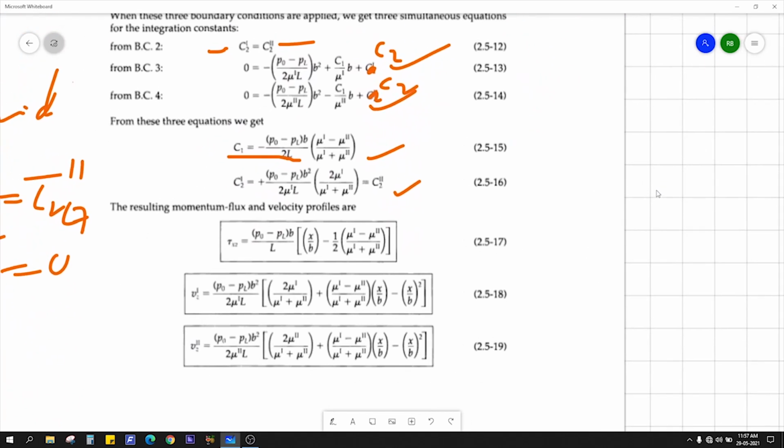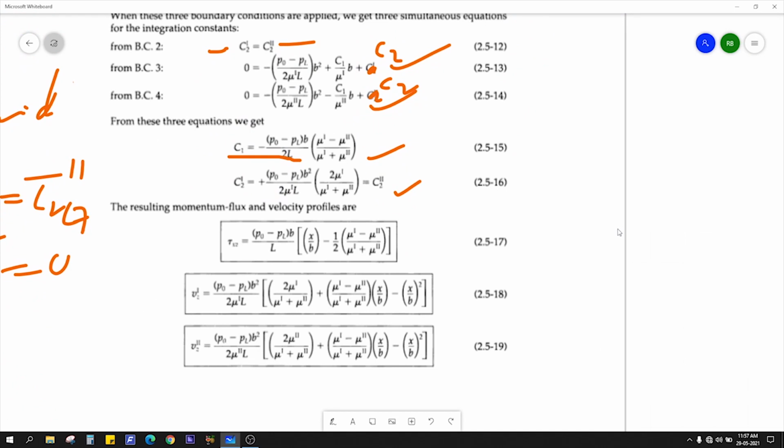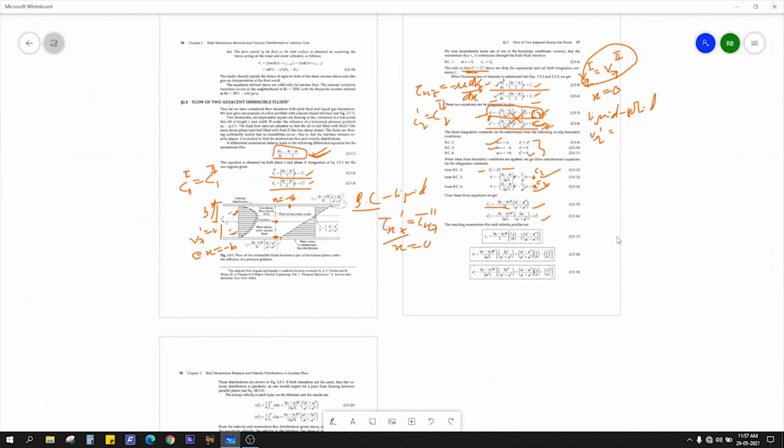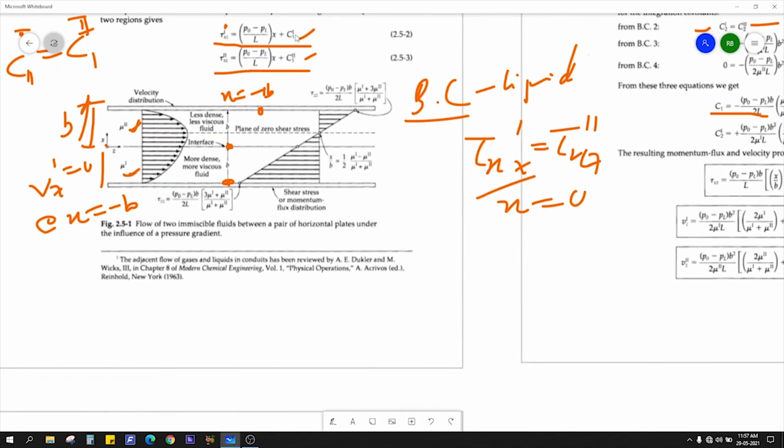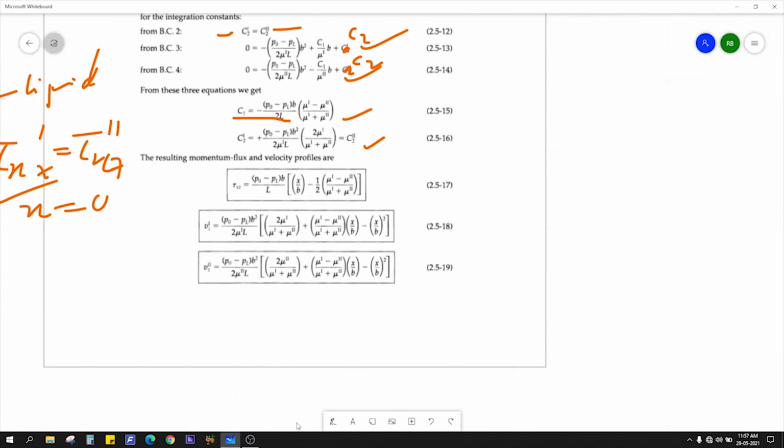So if you put these in the shear stress equation, because C1 is equal, you put C1 here and C1 here. You'll get the shear stress profile for both the fluids, and anyway it is going to be the same. Only the velocity will be different. Put the C2 here in the above equation, so you'll get the velocity profile for both the fluids.